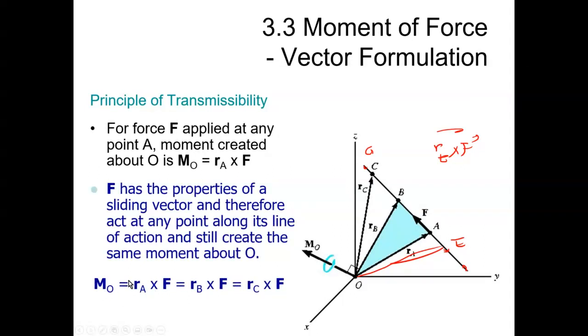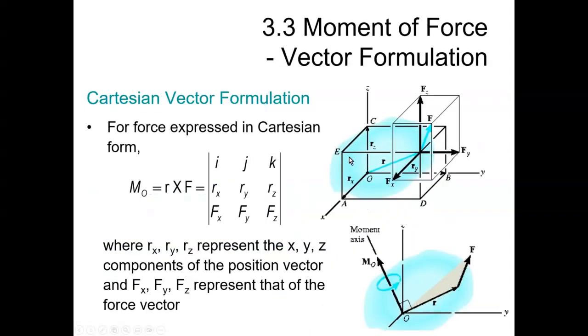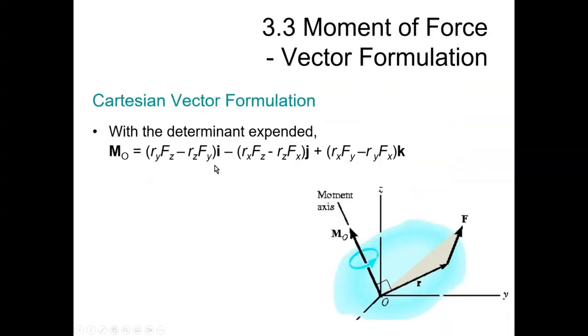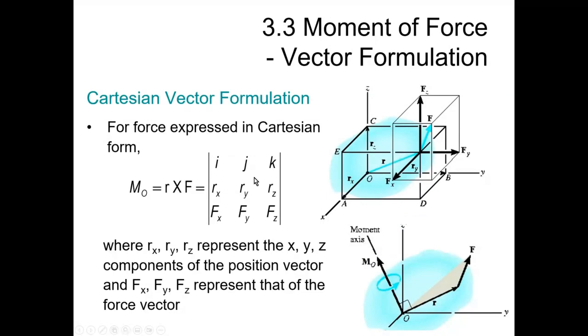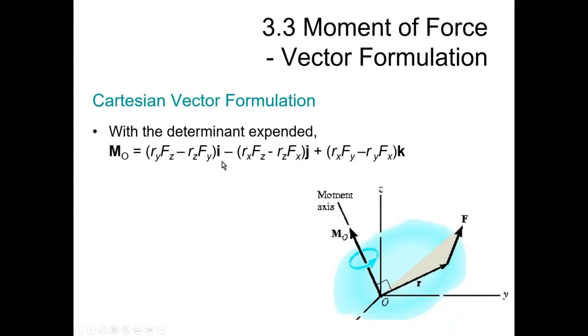So all these give you the same answer. And how do we calculate that? How do we calculate the vector product? The calculation is you have to construct a 3 by 3 determinant. The first row is i, j, k. The second row is the x, y components of the position. And the last row is the components of the force vector. So if you expand that determinant, you end up with this relationship.